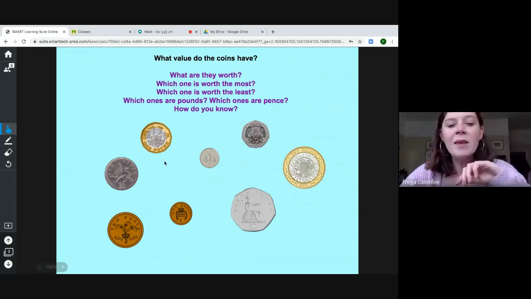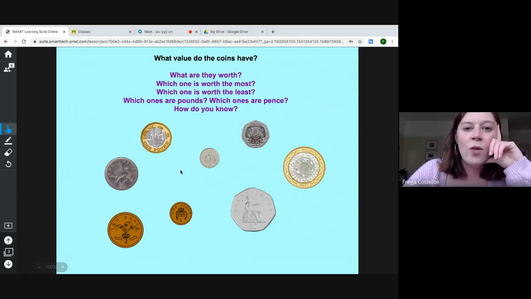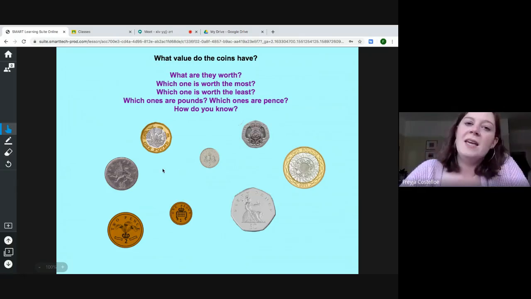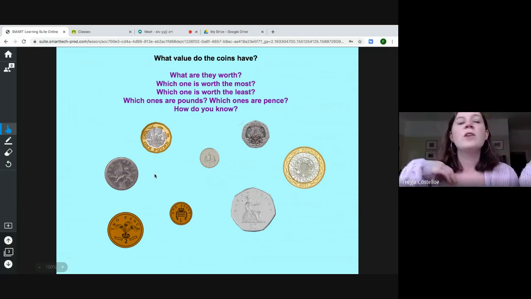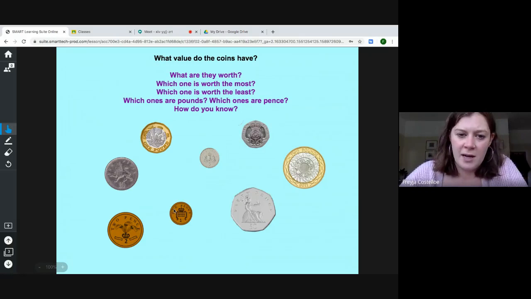Okay, so now that you've talked about the coins, we're going to have a little look at what they are worth. Which one of these is worth the most amount of money and which one is worth the least? Okay, so I'm going to have a look at the one that is worth least. Okay, so the one that is worth the smallest amount of money. And because it's worth the smallest amount of money, I'm going to think maybe that it's this one, because this is the smallest coin out of all of them in size, isn't it?